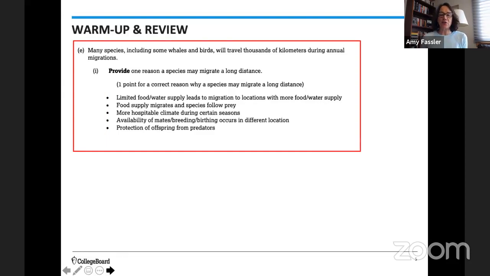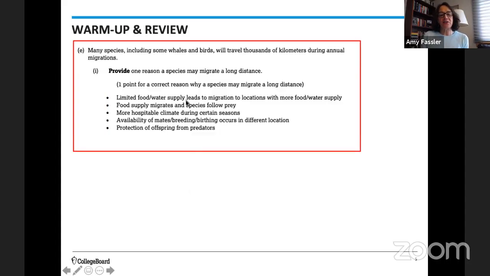You spent some time yesterday looking at ecosystems, and you looked at that cool Arctic food web, and the prompts that you did for homework had to do with why animals migrate. That's a new learning target for us in our somewhat adjusted curriculum this year. So in taking a look at letter E, many species, including whales and birds, will travel thousands of kilometers during annual migrations. Provide one reason that a species may migrate a long distance. So you can check your answer and see if you would have earned the 1 point for this.